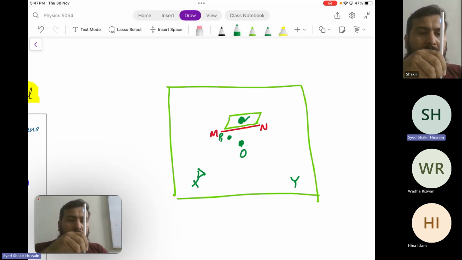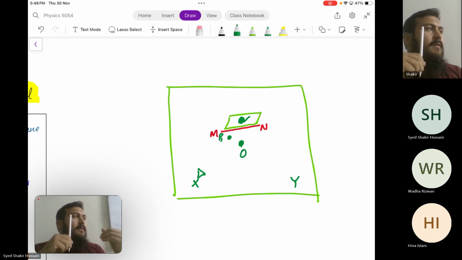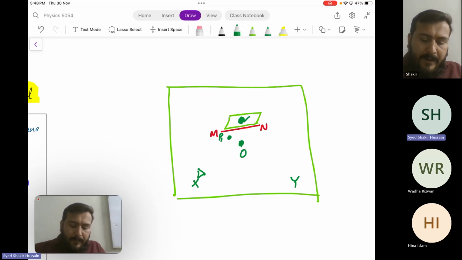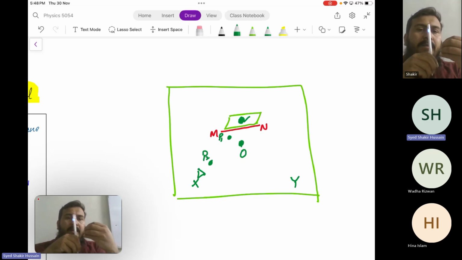What can be concluded? It can be concluded that my pin is right in front of the image. When my pin is right in front of the image, that means my pin and image are in one line. I'll pick one more pin and place it right in front of pin 1. So now I'll identify that my pin 1 and my pin 2 and the image, all three are in one line.